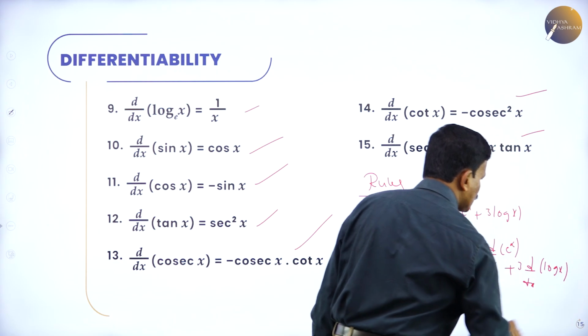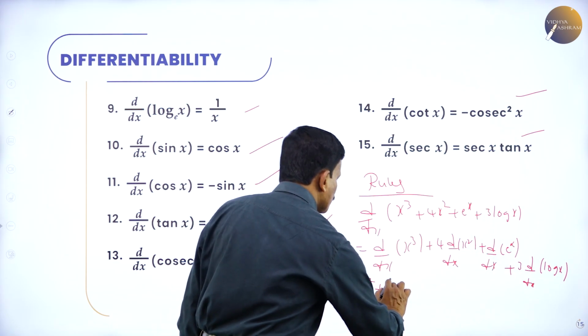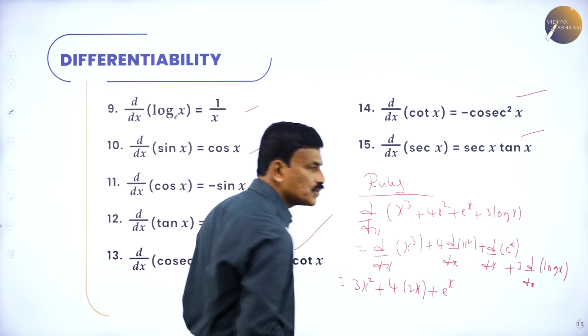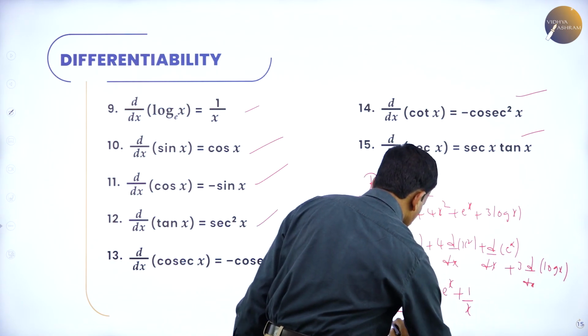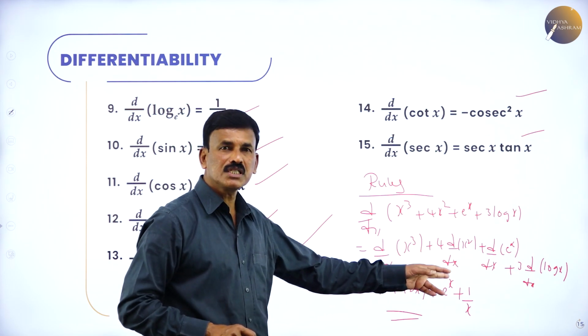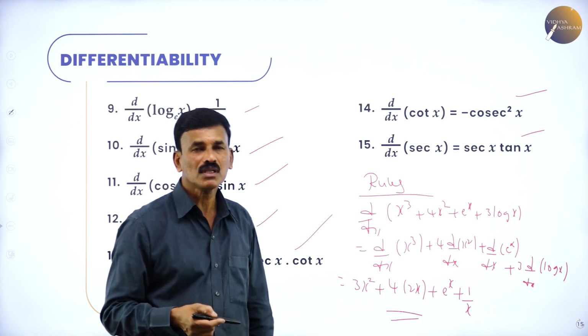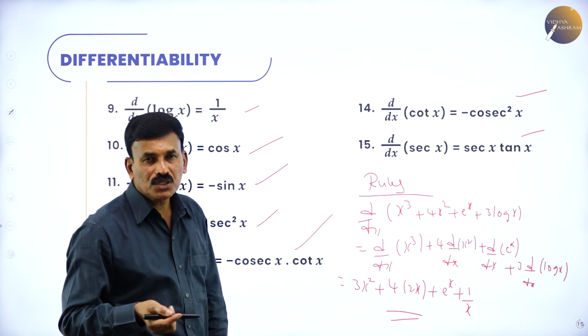This is term by term differentiation. Now, differentiation of x cube is 3x square plus 4 into differentiation of x square is 2x plus derivative of e to the power of x is e power x and derivative of log x is 1 over x. So, if you want, you can multiply: 3x square plus 8x plus e power x plus 1 over x is the differentiated answer. Now, you might have studied the product rule and the quotient rule.